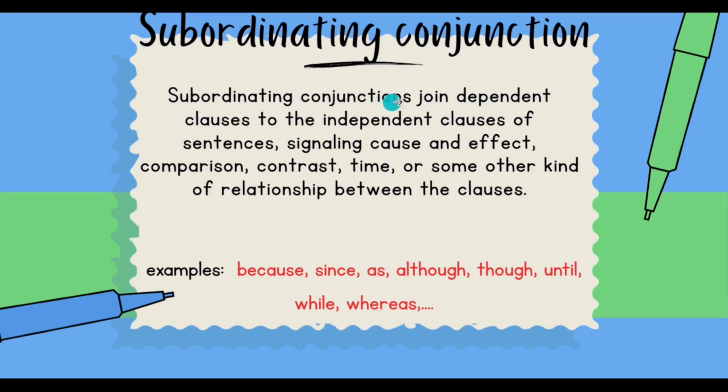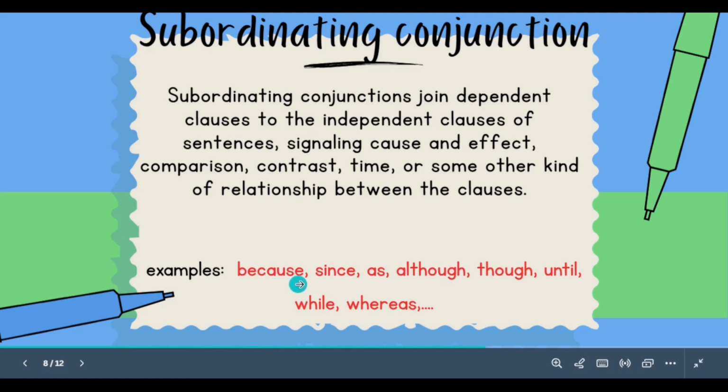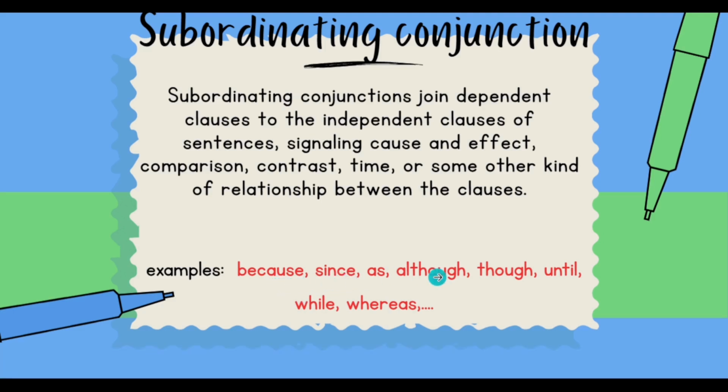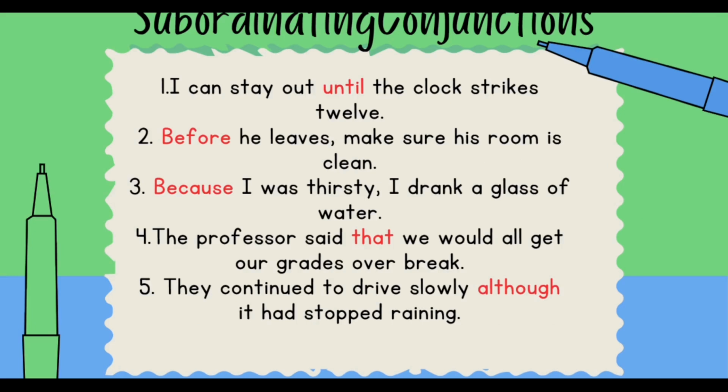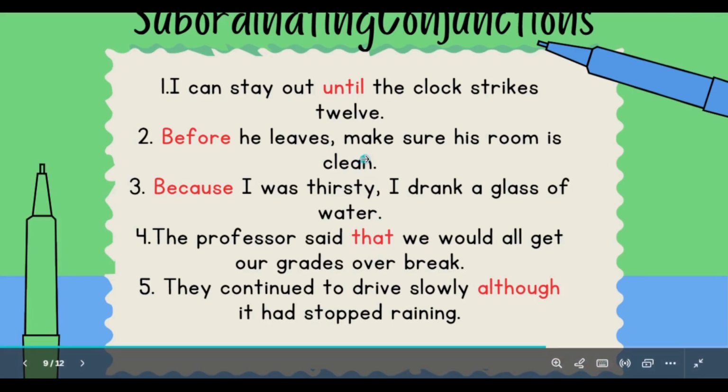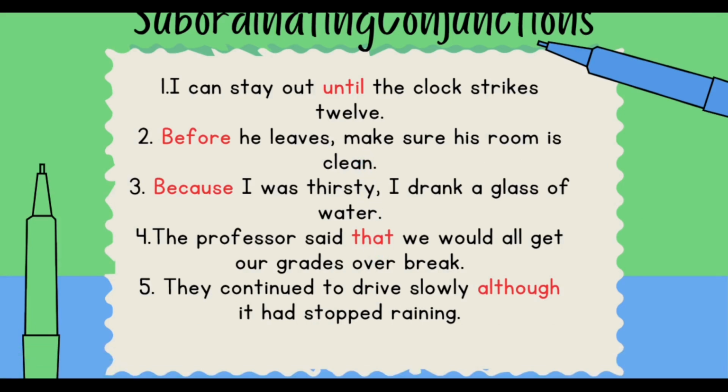Subordinating conjunctions join dependent clauses to the independent clauses of sentences, signaling cause and effect, comparison, contrast, time, or some other kind of relationship between the clauses. Example: because, since, as, although, though, until, while, whereas, and many more. Some of the examples of subordinating conjunctions in a sentence.